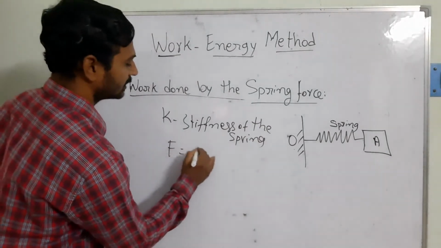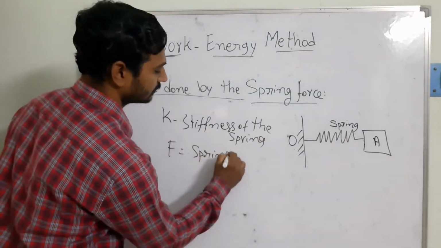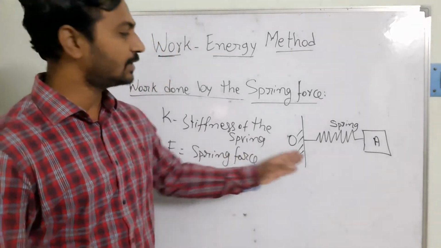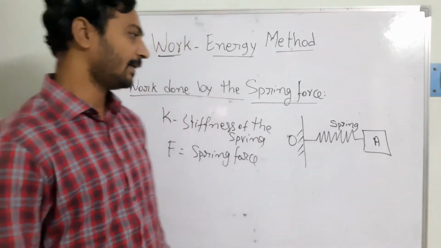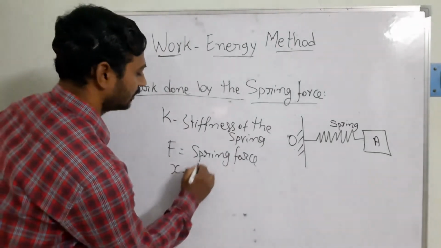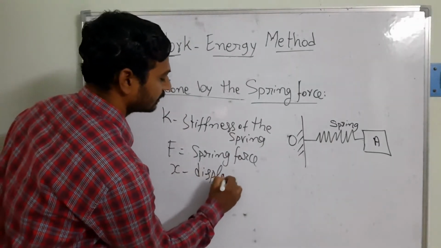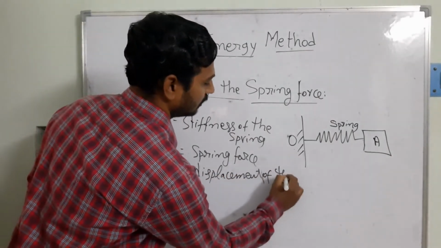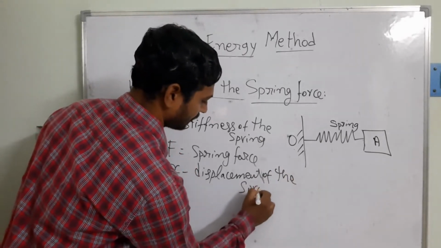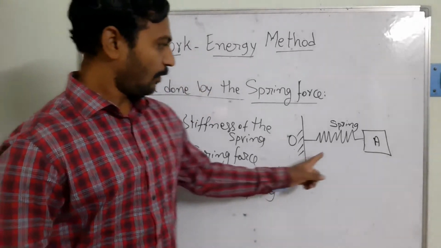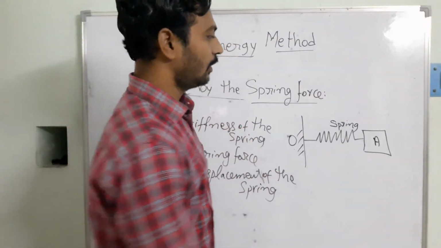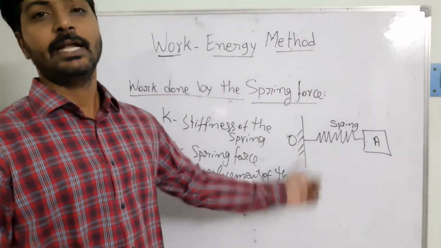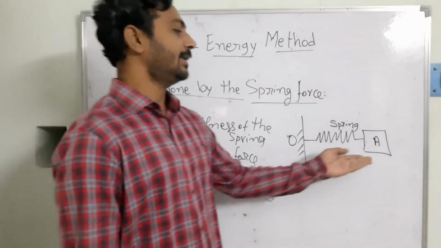F is going to be your spring force, generally when it is exerted for a certain displacement of the spring, and x is going to be the displacement of the spring. So we are assuming that the body is in the equilibrium condition. So in this case, what will happen? The external forces acting on it are equal to the internal forces developing, and presently it is in equilibrium.